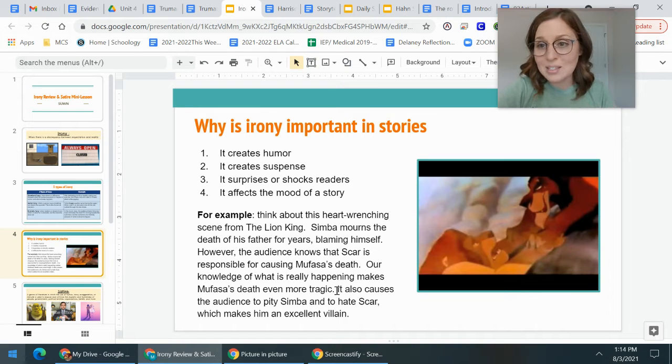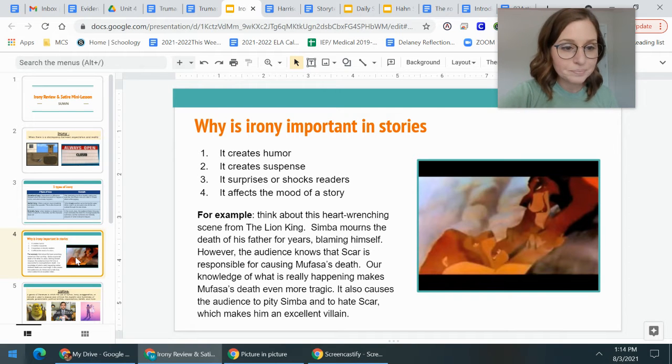It causes the audience to feel really bad for Simba, to pity Simba, and it also causes us to hate Scar, and it makes him this excellent villain. So it affects the mood of the story. It changes the viewer's understanding of the plot.